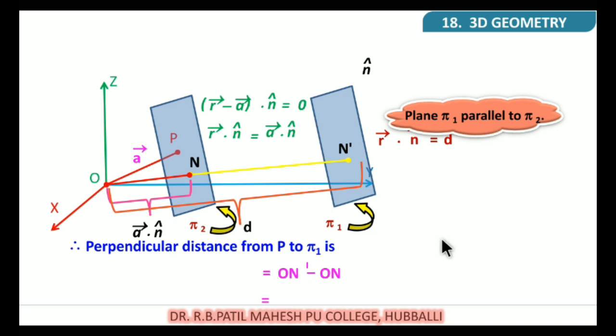So, here ON dash is equal to d, minus ON which is equal to vector a dot n cap. We have to take the whole modulus because the distance can never be negative. So, we take the modulus of d minus vector a dot n cap, which is the perpendicular distance from the point P to the plane pi 1.